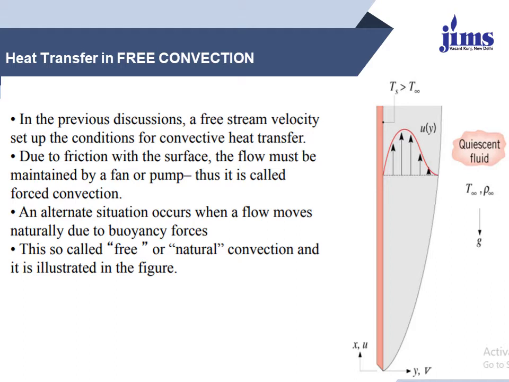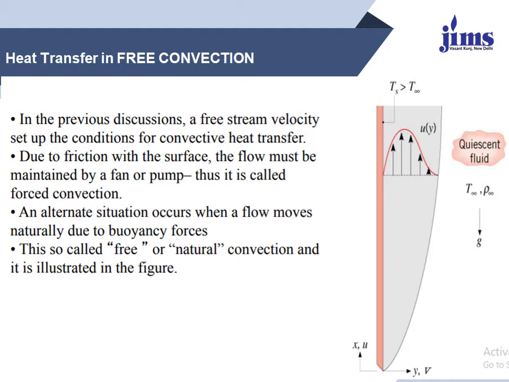In the previous discussion, the free stream velocity set up the condition for convective heat transfer. Due to friction with the surface, the flow must be maintained by a fan or a pump, which is called forced convection. An alternate situation occurs when a flow moves naturally due to buoyancy force. This is called natural convection or free convection.